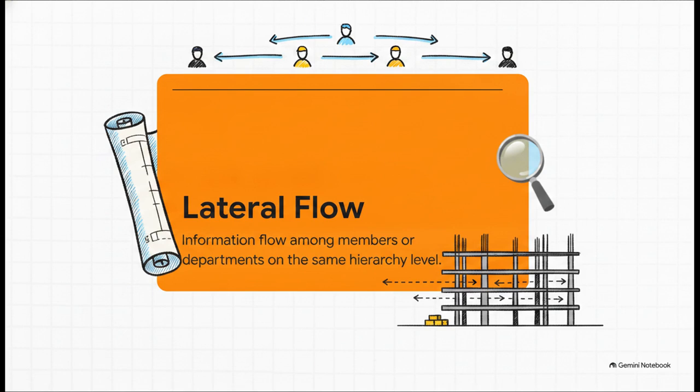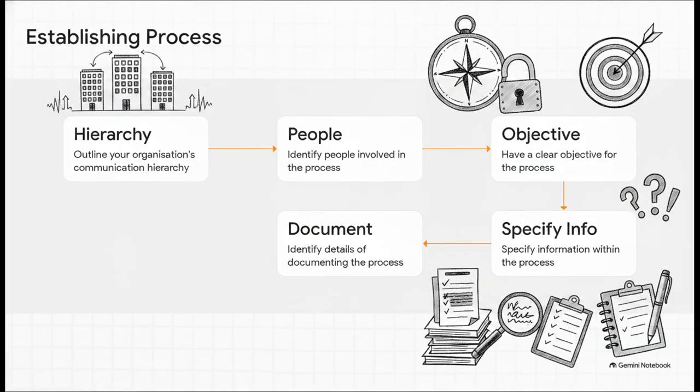A huge part of outlining your organization's hierarchy is defining what we call lateral flow. This is the flow of information among members or between departments that are on the exact same hierarchy level. Knowing this ensures everyone understands not just who they report to, but how peer departments can interact smoothly without stepping on each other's toes. So, how do we actually build this process?